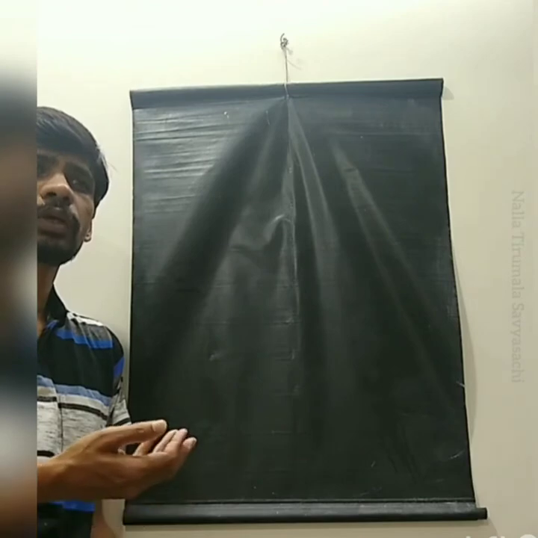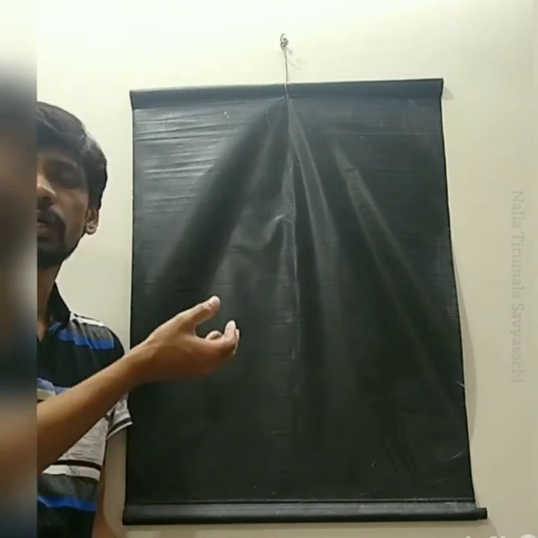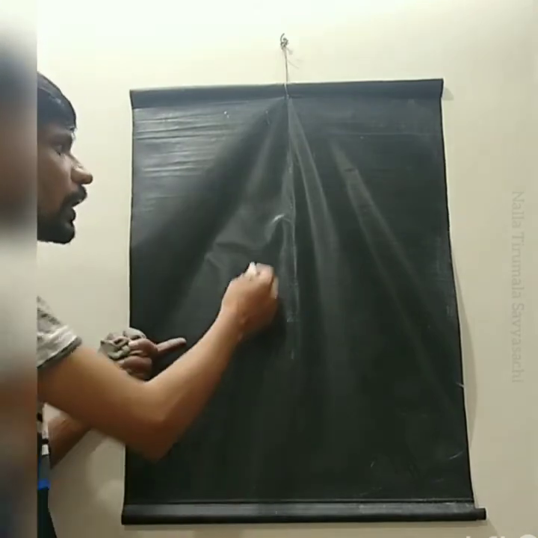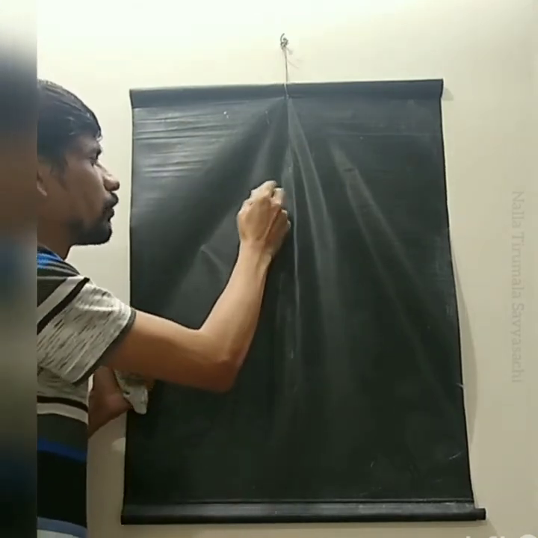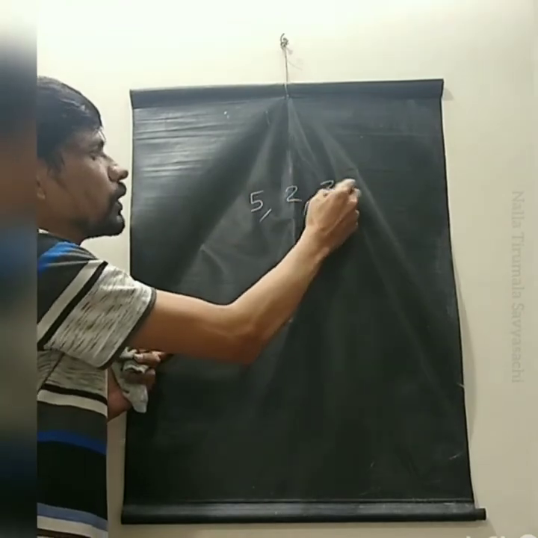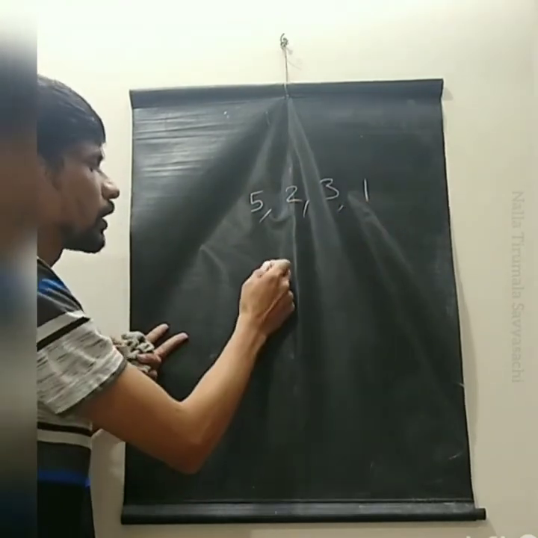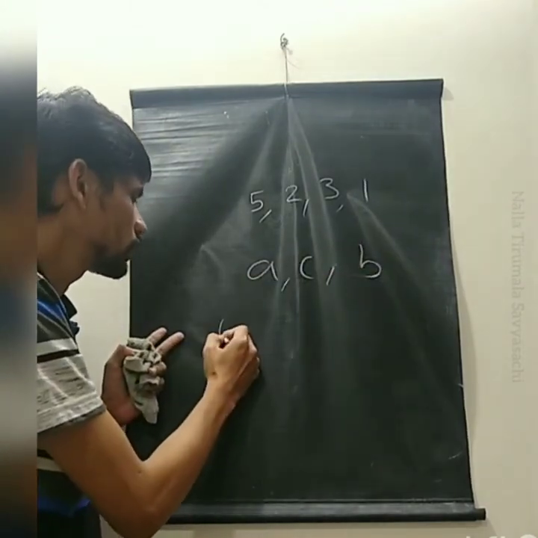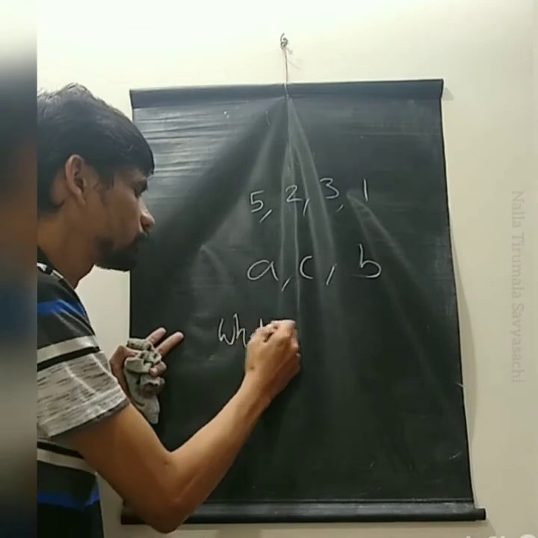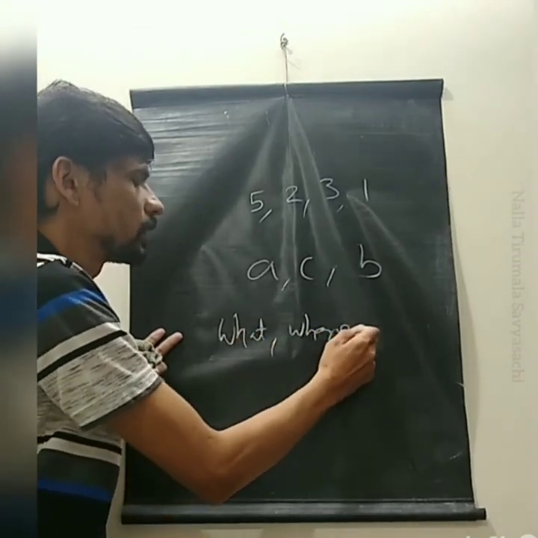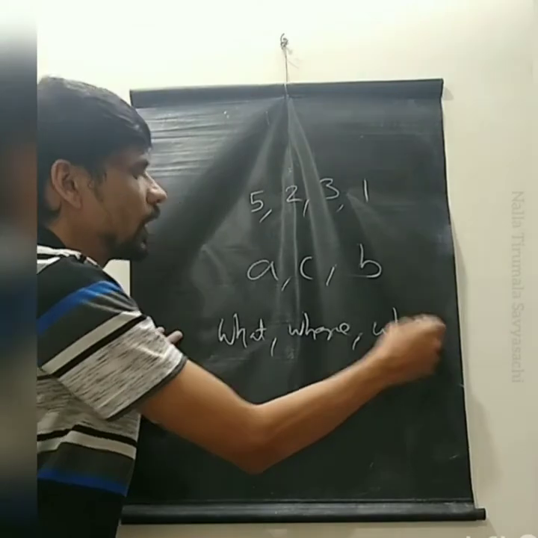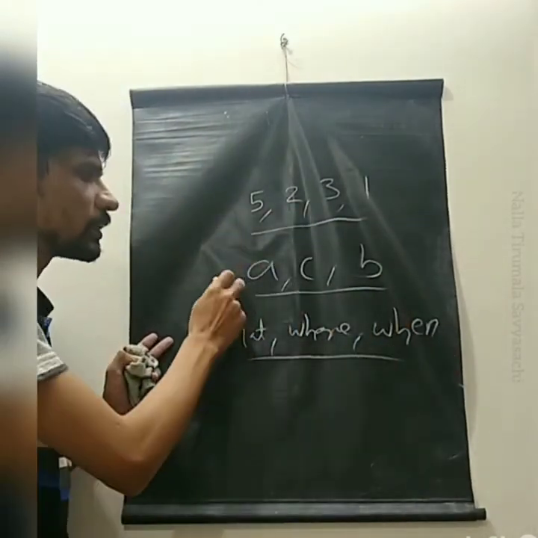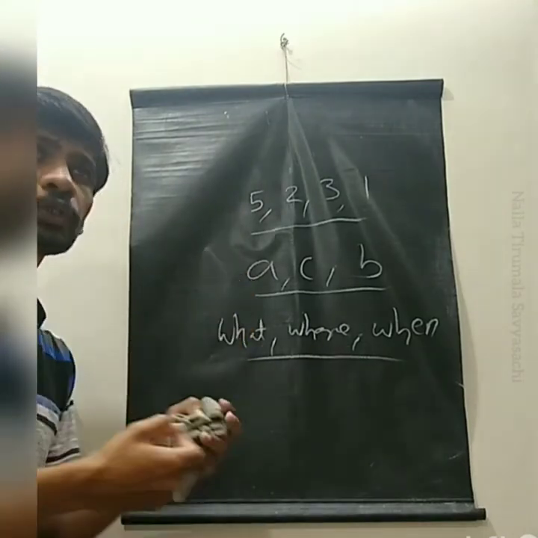This algorithm can be used for sorting some set of data. For example, I have data like 5, 2, 3, 1, or A, C, B, or some words: what, where, when. So I have 3 different types of data. This is numeric data, this is characters, and this is words.